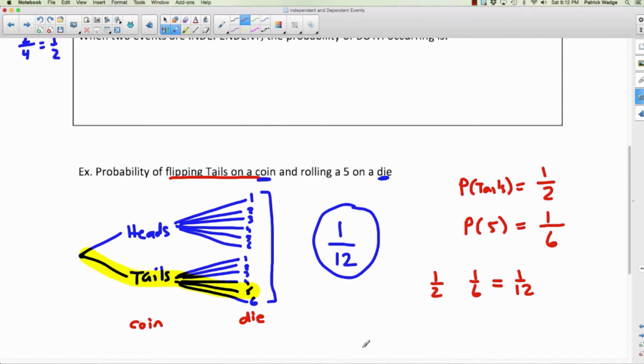Can anyone out there see what you could do with the 1/2 and the 1/6 to get the 1/12? Yes, I hear you saying it. You are saying multiply those two together. 1/2 times 1/6, however you want to write the times sign. If you multiply those two individual probabilities together, you'll get the probability of both of them occurring, right? Of flipping a coin and getting tails and rolling a 5 on the die.